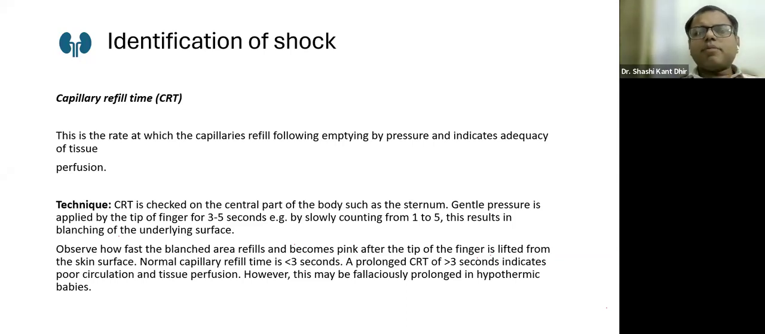We see how rapidly the perfusion returns, right? How this blanched area refills, we all know this. The normal CFT is less than 3 seconds. If it is more than 3 seconds, that means perfusion is poor. It indicates the circulation is poor and something has to be done. But we also have to see that our baby is not hypothermic. If the baby is hypothermic, then it could be fallacious and we have to correct the temperature disturbances first, right?